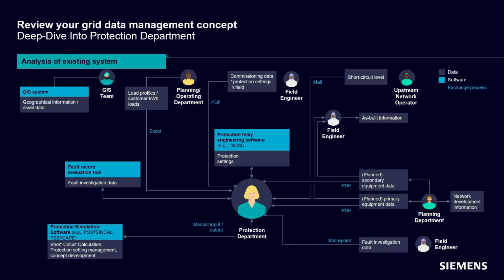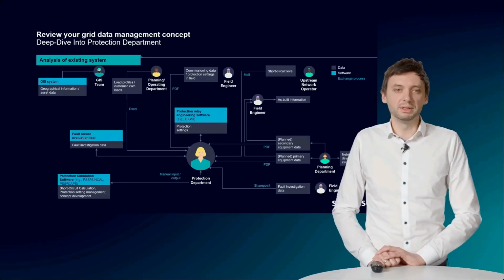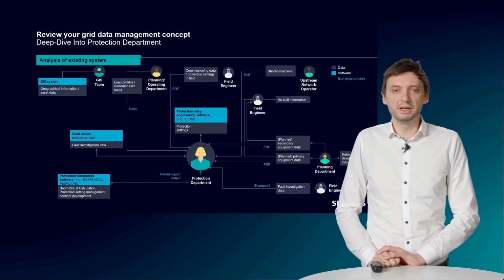On the top, you see some field engineers who are collecting as-built information or who are setting up the protection settings in the field. Also, some external partners like the upstream network operators are in contact with the protection department. You see it on the top right side, for example, to exchange new or updated short circuit level values. As you see here, there are a lot of different partners and co-workers for one protection department, and all need special interfaces in different formats. In this slide, I have named, for example, PDF, Excel, and some manual formats.